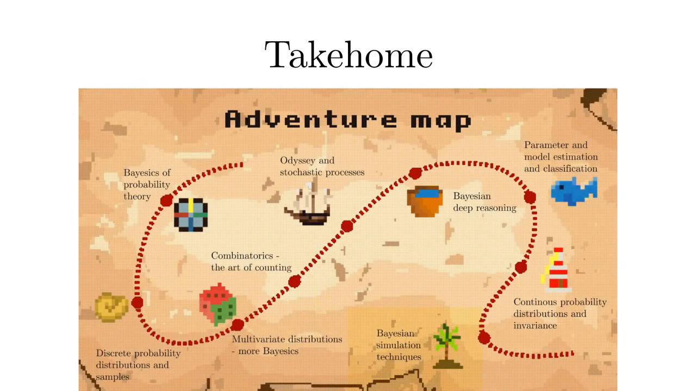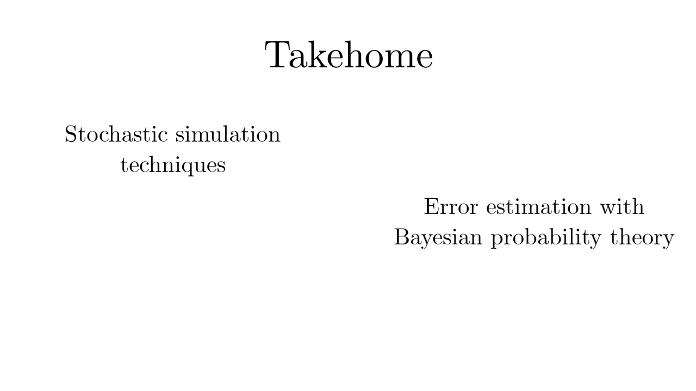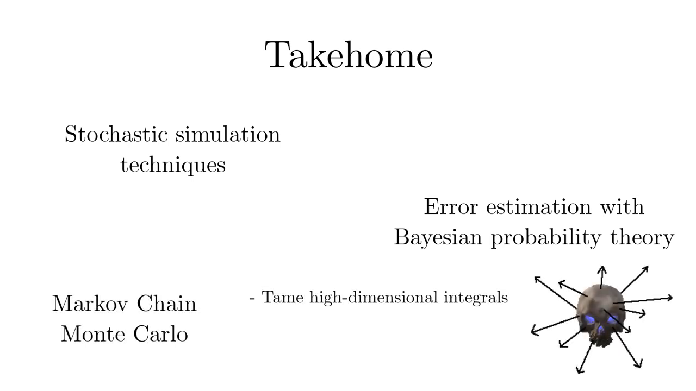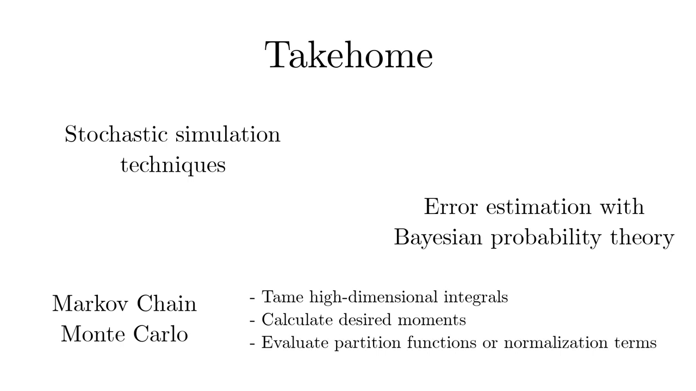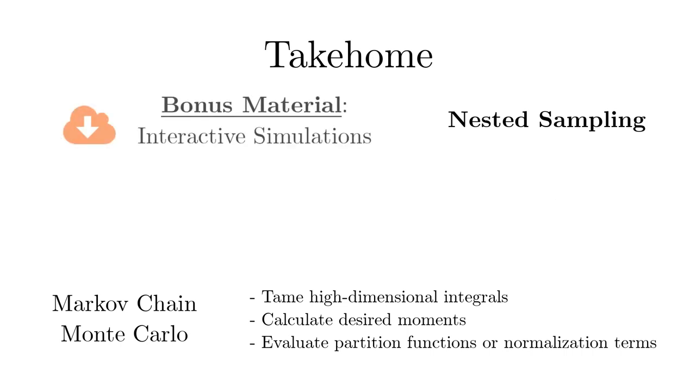This concludes Unit 9, and we have reached the end of the entire course. In this unit, we learned how stochastic simulation techniques work and how Bayesian probability theory helps to estimate errors. We have seen how Markov chain Monte Carlo methods can be used to tame high-dimensional integrals, to calculate the desired moments of a probability distribution, and also how to evaluate partition functions and evaluate normalization terms using the recently proposed nested sampling technique.